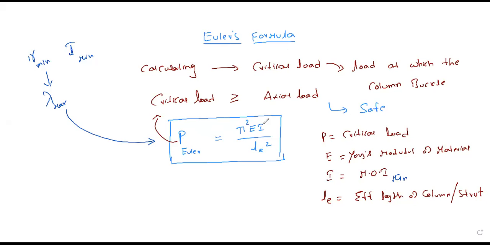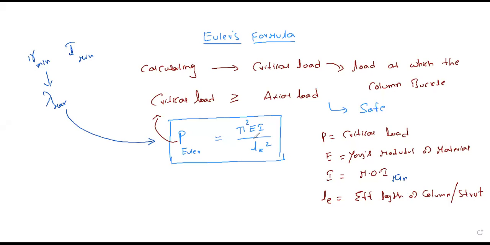Even though the moment of inertia is the same, even though Young's modulus is the same, your buckling load will always differ with respect to the effective length of the column. Understand? So it is a very important quantity to be determined. The critical load in Euler's equation depends on the effective length of the column, and the effective length depends on the end conditions of the column. So this is about Euler's formula.